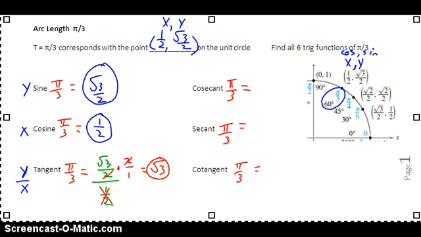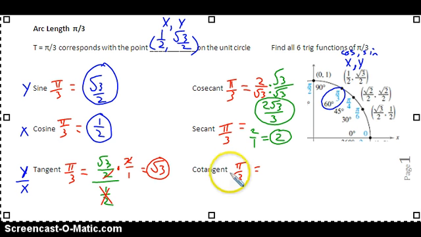And then to find the reciprocal values, just take these and flip them upside down. The reciprocal of the sine would be cosecant, so it would be 2 over the square root of 3. But I need to rationalize that. So multiply by the square root of 3, multiply by the square root of 3. You get 2 square roots of 3 over 3 as your answer. Secant is a little bit easier. When you flip this fraction over, you get 2 over 1, which is just 2.